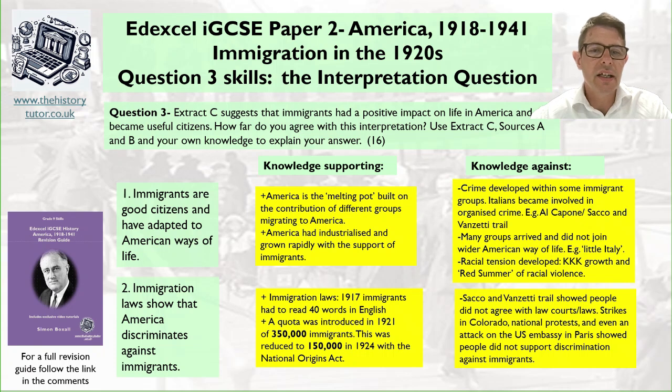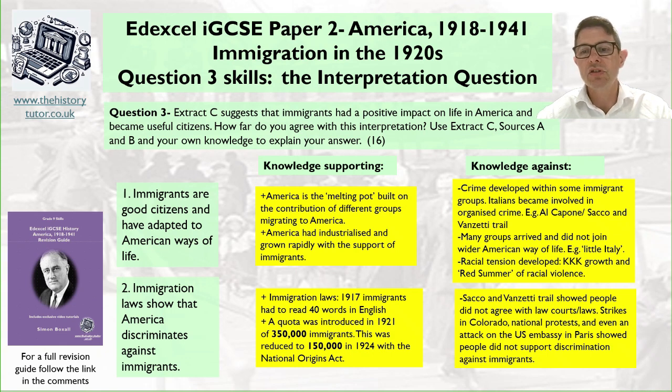So we've got the first viewpoint again, that immigrants are good citizens. The knowledge supporting this is the famous idea of America being the melting pot, and how all different groups contributed to making America the great nation it was in the 1920s. Also, America had industrialised and grown rapidly with the support of immigration, providing cheap labour and all the work they did. There is a however to this. With our knowledge, we know that crime develops from immigrant communities. We talk about things like Al Capone and the Sacco and Vanzetti trial, suggesting that immigrants are linked to criminality.